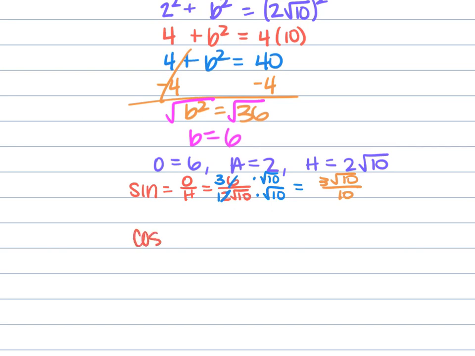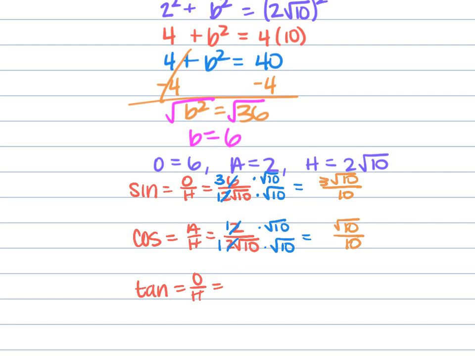Our cosine is adjacent over hypotenuse, so that's going to be 2 over 2 square root 10. So this simplifies to be a 1 over 1 square root 10. We rationalize that denominator, and we end up with the square root of 10 over 10. For tangent, we have opposite over adjacent, so that's 6 over 2, which simplifies to be 3.